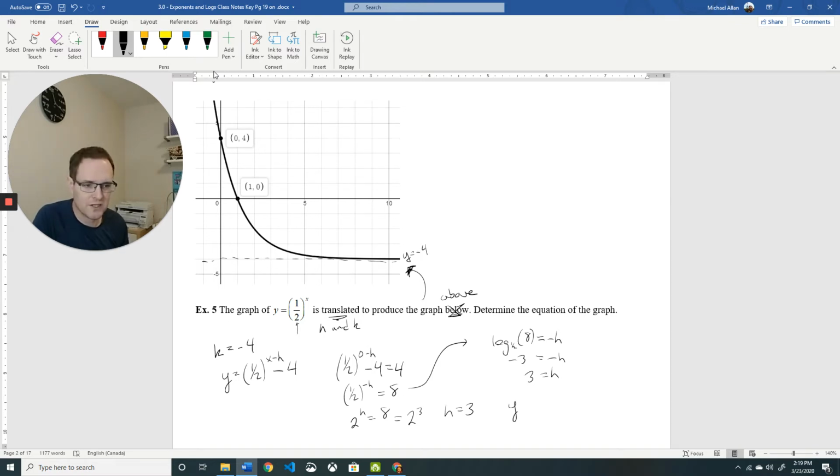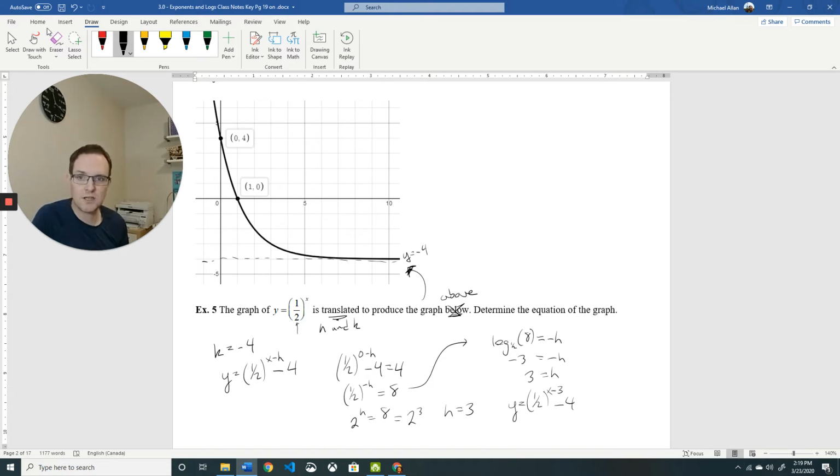I'm going to create my equation here. So I have x minus 3, and then I have a -4. Now you probably want to just verify to see if this actually works for the other point. Because if it doesn't work for the other point, then there must be a b or an a value that's going to change the point around.